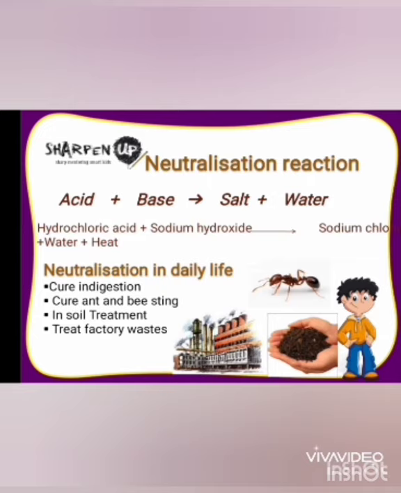Now, the last one comes treating factory wastes. The waste substances discharged by many factories contain acids. Factory wastes should be treated with basic substances to neutralize the acids present in wastewater before discharging them into the water bodies. I hope you understood the whole chapter really well.